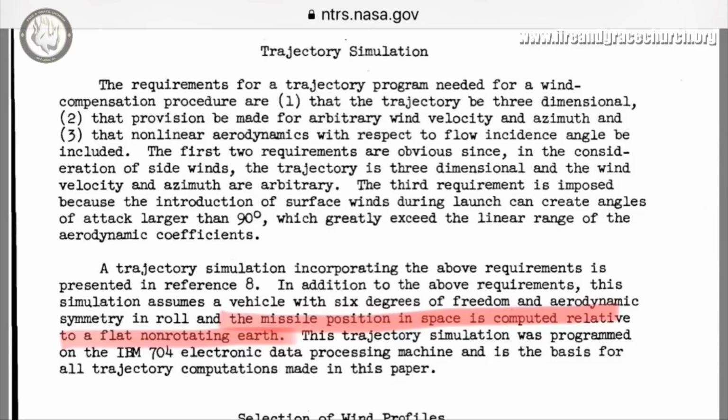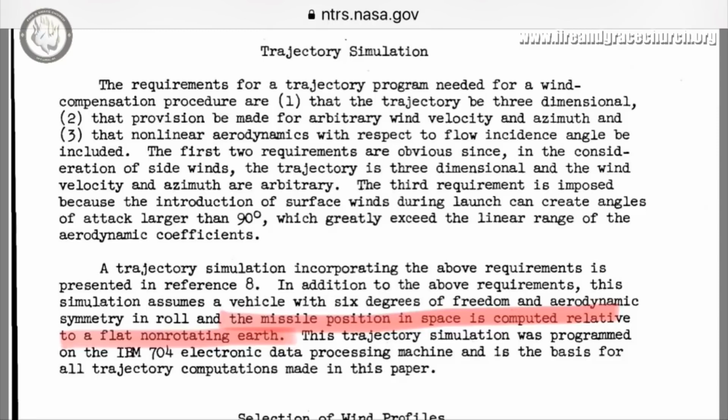It says trajectory simulation incorporating the above requirements is presented in reference 8. In addition to the above requirements, this simulation assumes a vehicle with 6 degrees of freedom and aerodynamic symmetry in roll, and the missile position, again, space, we'll deal with that. They don't even mean what we think. What they've told us space is and what they know space is are two different things. So when they say it, they don't mean what they've lied about. The missile position in space is computed relative to a flat, non-rotating Earth.